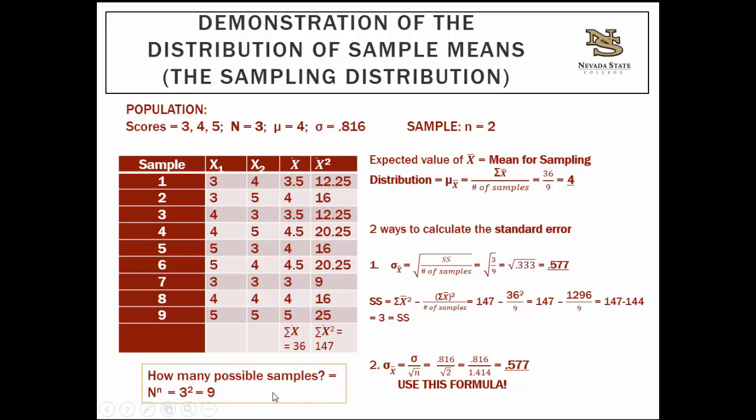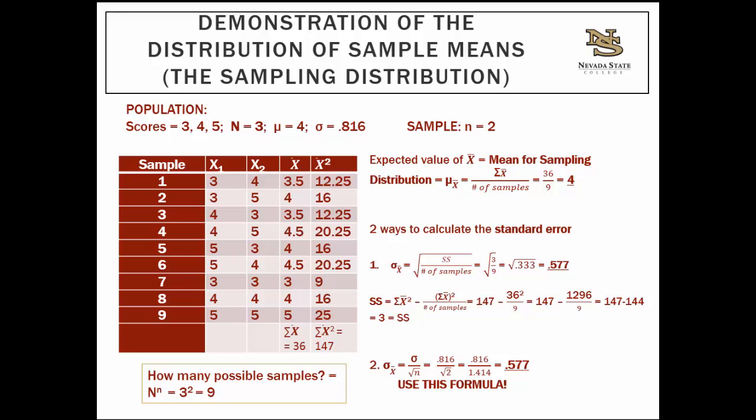Now, there's a quick way to figure out how many possible samples can come from any given population based on the sample size. And that's to take the population size to the exponent of the sample size. So in this example, our population consisted of 3, and our sample size was 2. So 3 squared is 9. Now imagine in a more realistic situation. Let's say that we had a population size of 1,000, and we wanted to take sample sizes of 25.